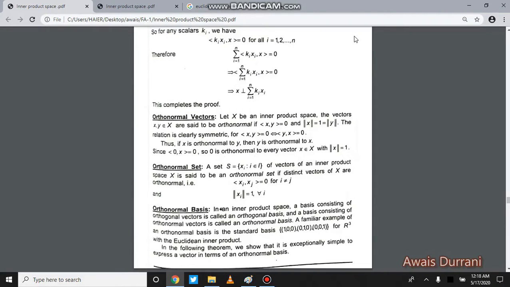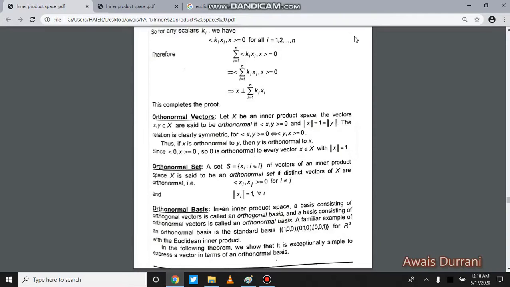Our today's topic is orthonormal vectors, or orthonormal sets, and later we will be studying and defining orthonormal bases. What are orthonormal vectors? Before that, I should remind you about orthogonal vectors. What will we call orthogonal vectors? Orthogonal vectors are those whose inner product is equal to 0.